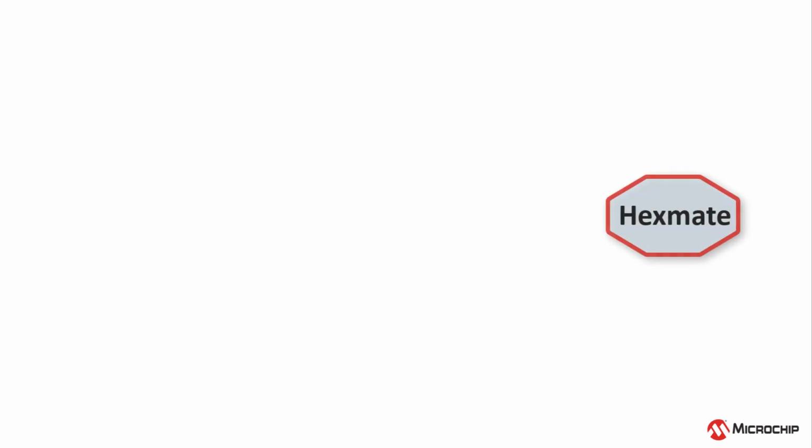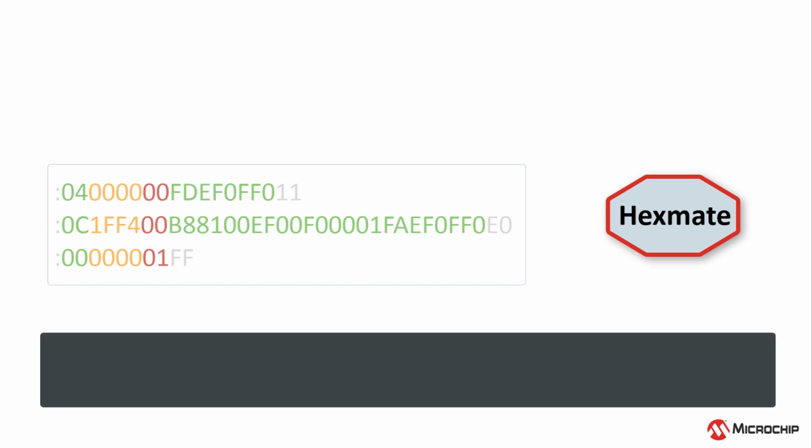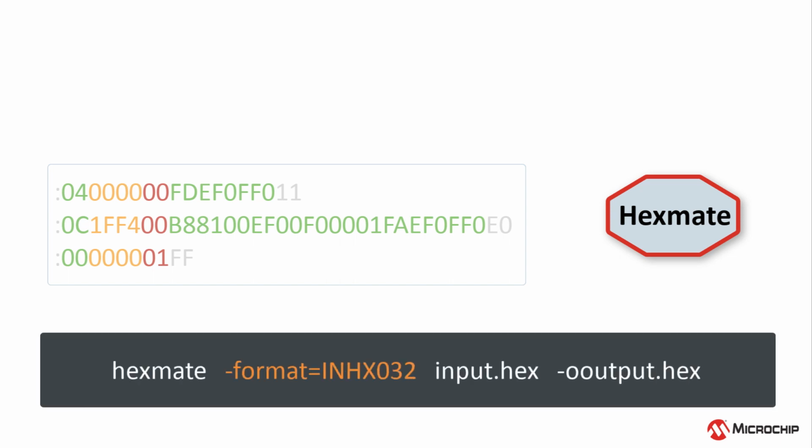Hexmate can be instructed to write hex files in higher formats even when it is not necessary, by using the dash format option. For example, use an argument of INHX032 to insert a type 4 record specifying a base address of 0 even when it is not necessary.